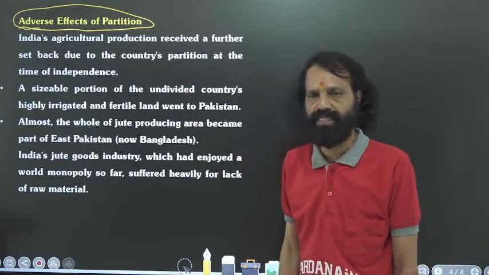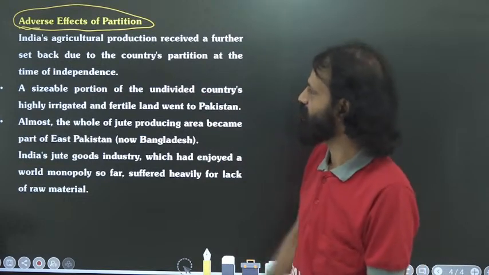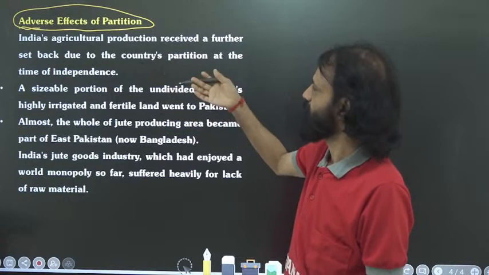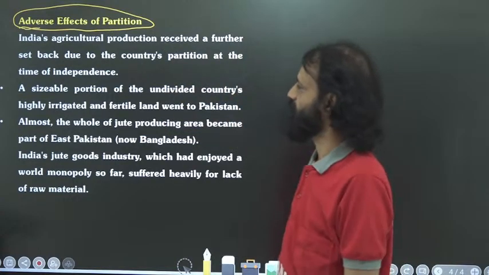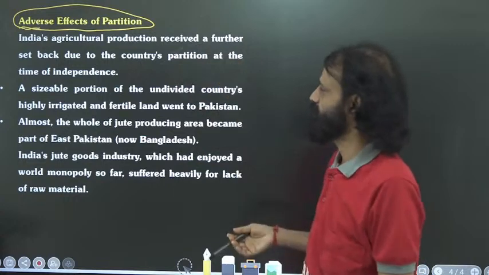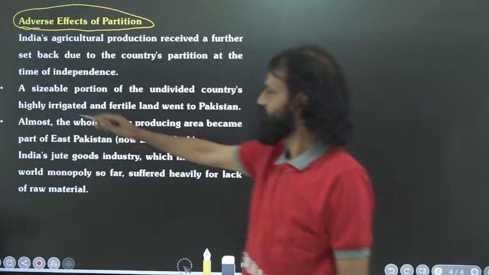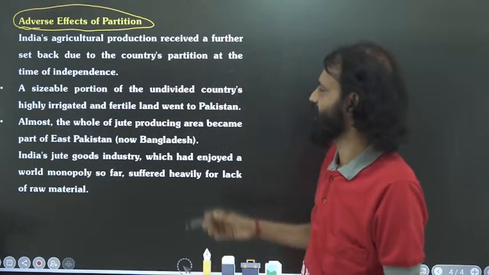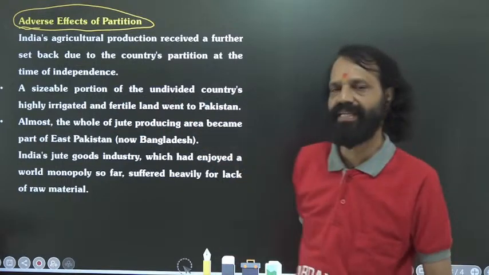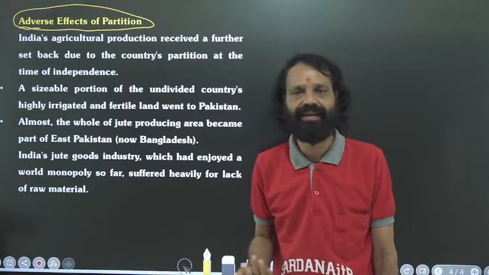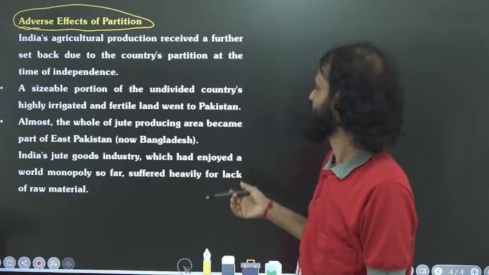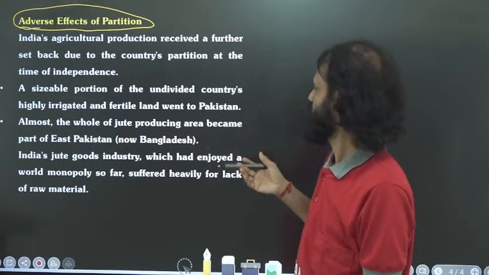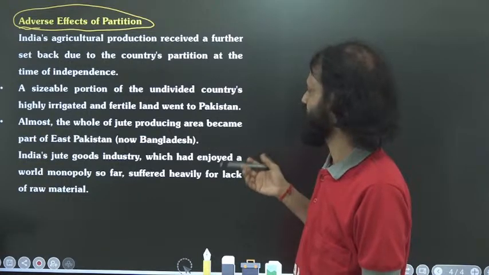At the time of independence, India's economy, mainly the agriculture area, got a setback. Why? Because of the country's partition. Why did India get a setback? A sizable portion of the undivided country's highly irrigated and fertile land went to Pakistan. India's main agricultural area was in present-day Pakistan. Even now they have good agricultural areas and fertile land.